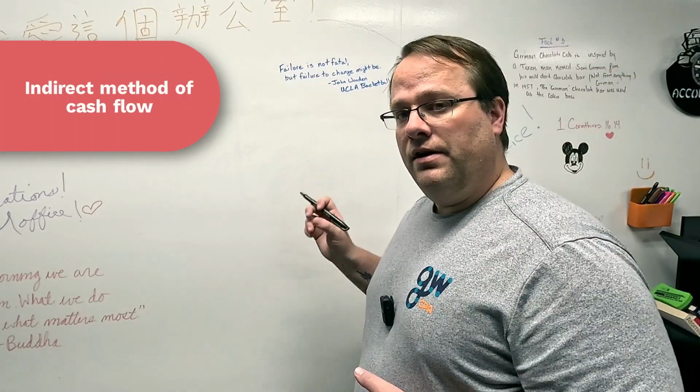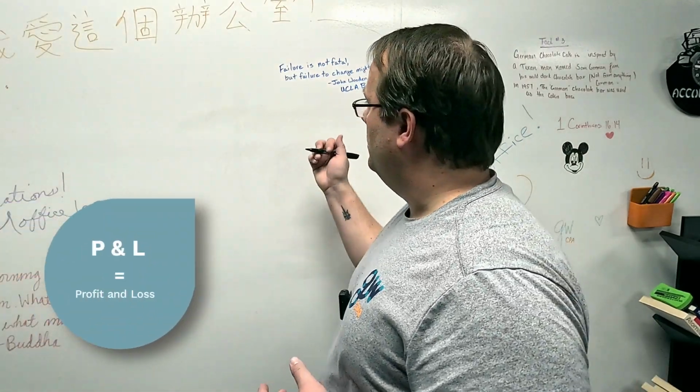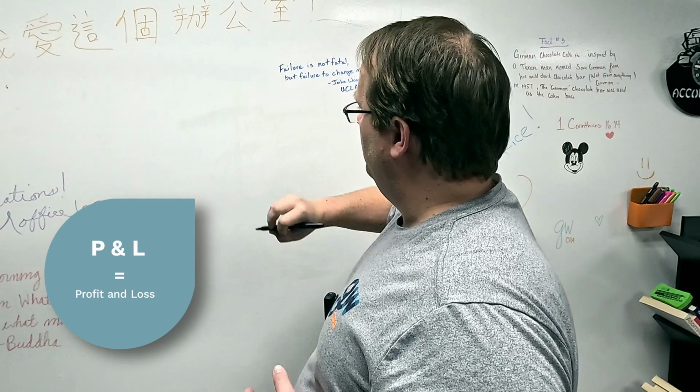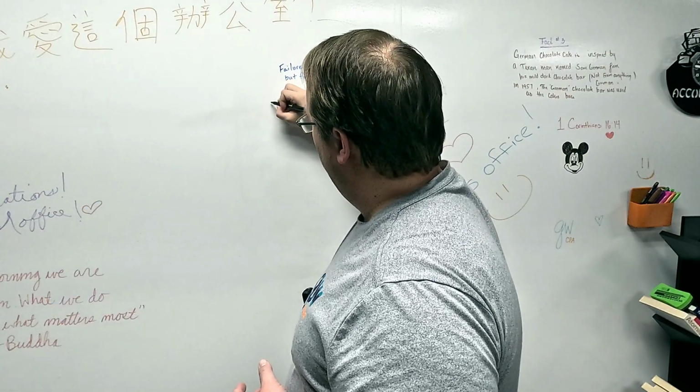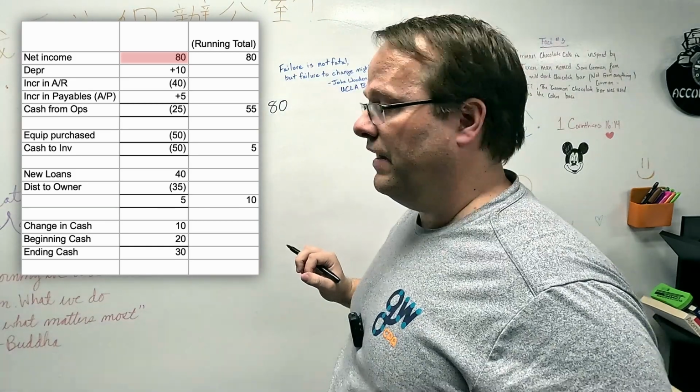The indirect method starts with net income from the P&L. And so let's say that net income on the P&L was $80,000. It starts with that number.